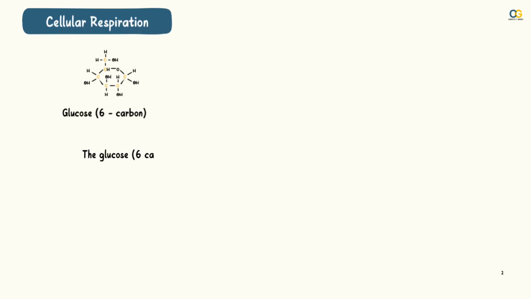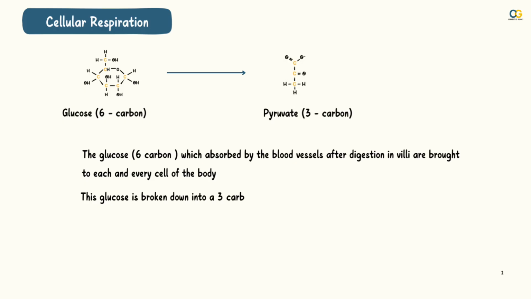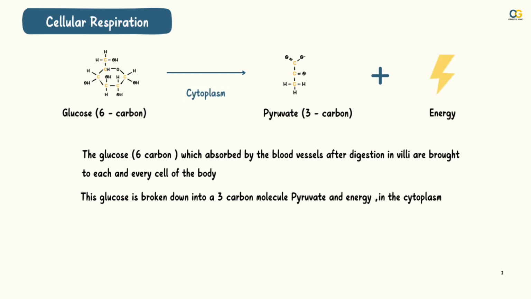We know glucose, which is a 6-carbon molecule, absorbed by the blood vessels after digestion in the villi, is brought to each and every cell in the body. Once this glucose reaches the cell, the 6-carbon molecule glucose is broken down into a 3-carbon molecule called pyruvate and energy. This happens in the cytoplasm.